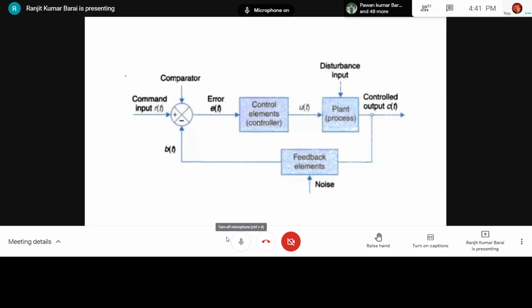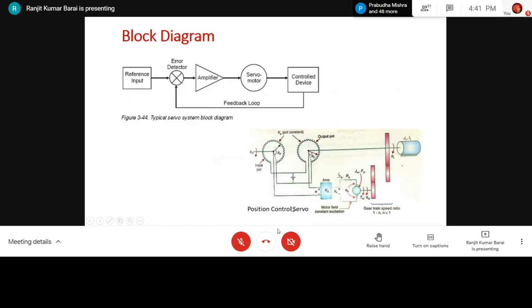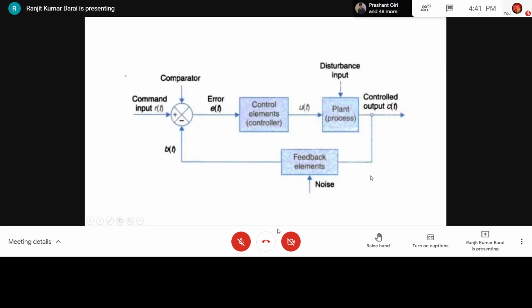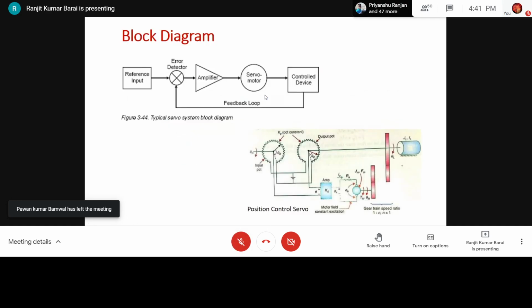So, as it is a closed loop control system, if you very closely investigate it, you will find this basic block diagram, or basic control system block diagram. Now, if I go back, here the main actuating element is the motor, the electric motor.